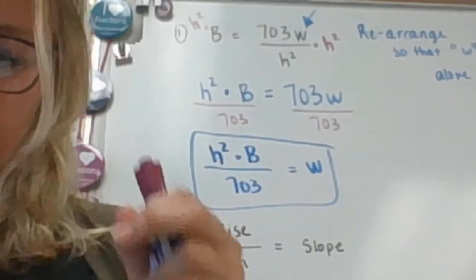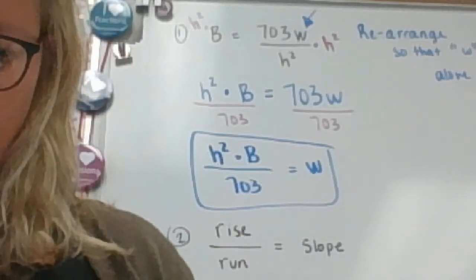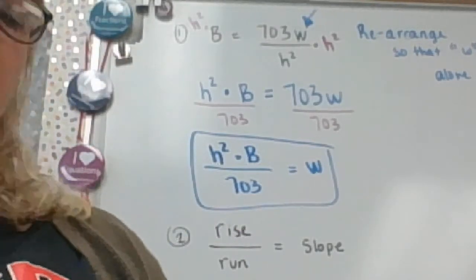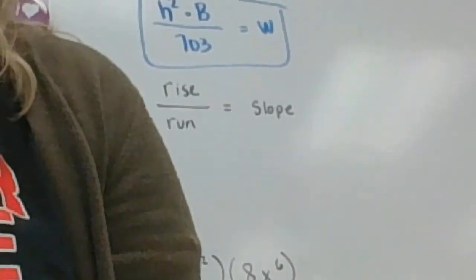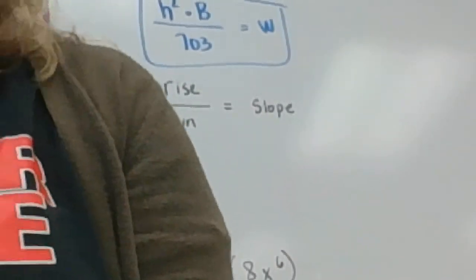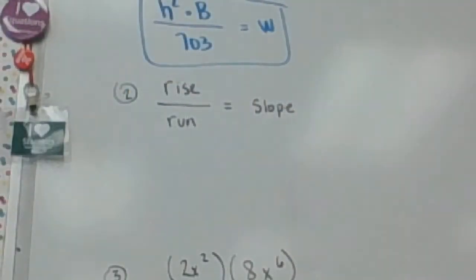All right, number 2. For slope, you're doing rise over run.